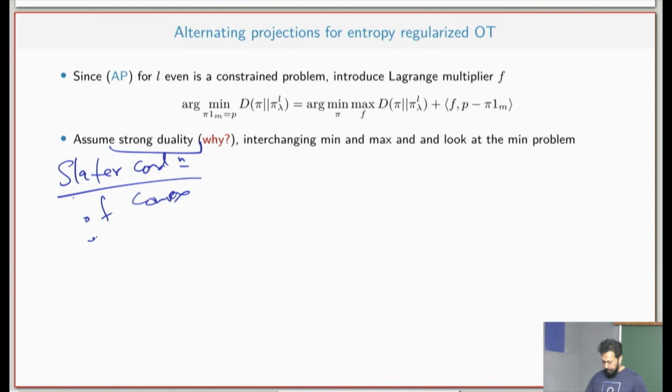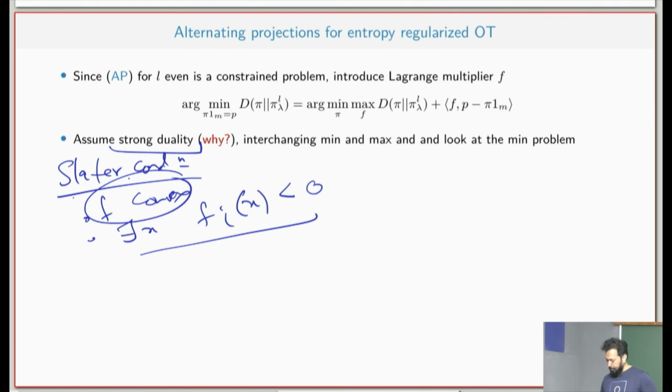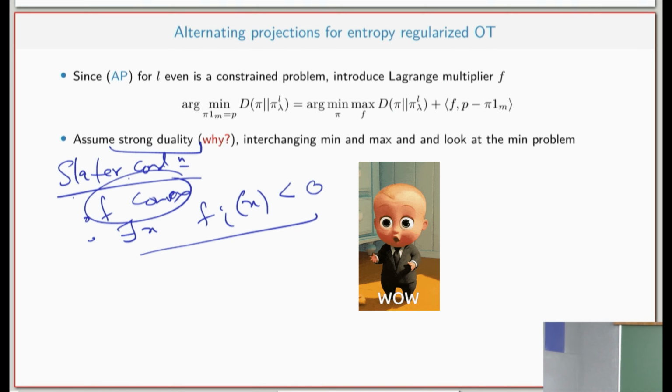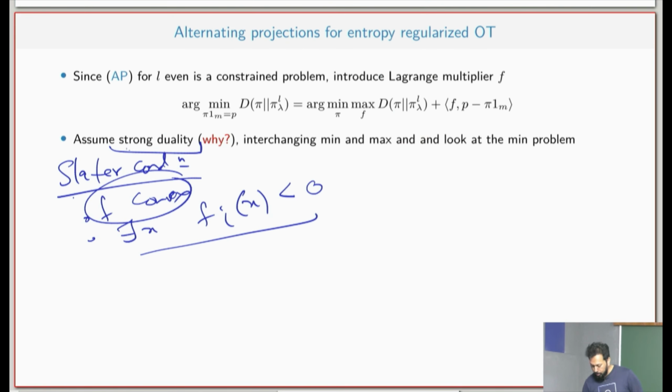For there exists an x for which the inequality constraints are strictly less than 0, right? But in our case, the objective is convex because this is OT with entropy regularization. The OT with strong entropy regularization is strongly convex. So our objective is strongly convex, and there are no inequality constraints, so they are all equality constraints. So by default, the Slater condition holds. So in this case, strong duality holds.